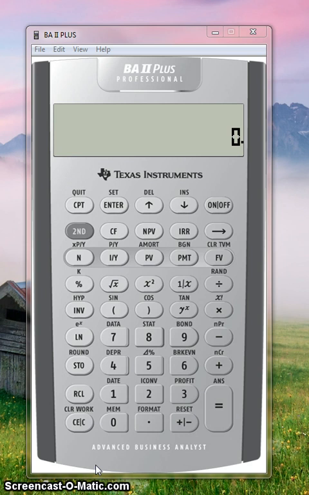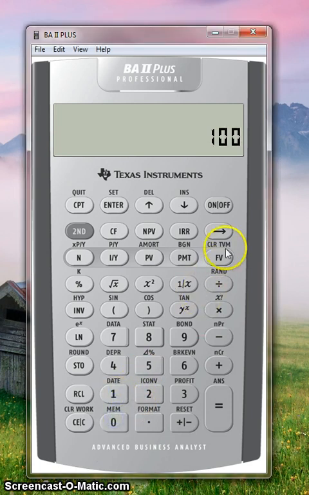So in slide number 17, to calculate the present value of $100 in 3 years, when the interest rate is 10%, we go 100. Now it's the future value, 3 years, 10%, compute PV. So the result is $75.13.